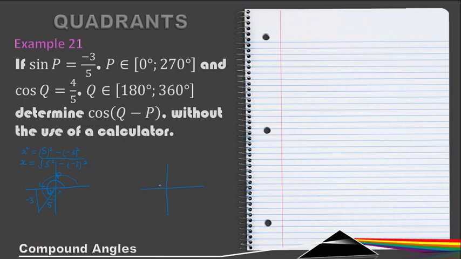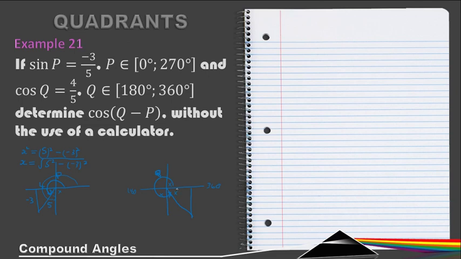Now for our angle Q, this is cos, and cos is positive in the fourth and the first quadrants, and our restriction is from 180 to 360. So it either has to be quadrant 3 or 4. Both of these scenarios are applicable in the fourth quadrant. So I draw my triangle in the fourth quadrant, and that means angle Q is this angle, not theta, Q.